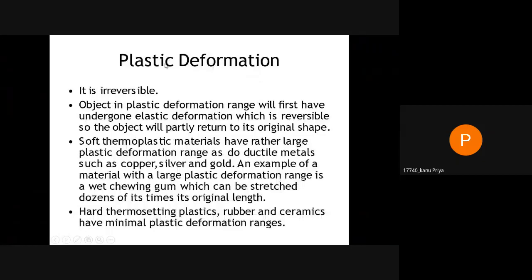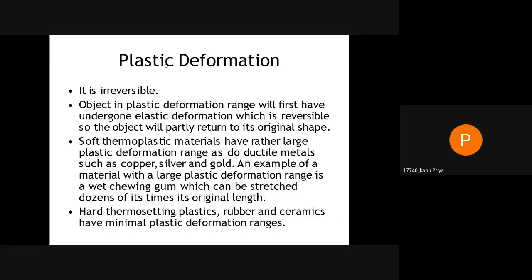Plastic deformation. It is irreversible. An object in the plastic deformation range will first have undergone elastic deformation, which is reversible, so the object will partly return to its original shape. Soft thermoplastic materials have a rather large plastic deformation range, as do ductile metals such as copper, silver, and gold. An example of a material with a large plastic deformation range is wet chewing gum, which can be stretched to dozens of times its original length.